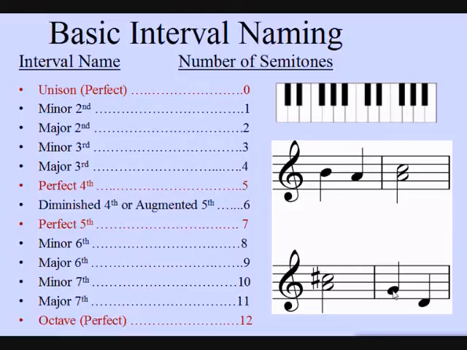Let's count it. We have a G and a D. So we go from G. Remember that keyboard counts start with 0. 0, 1, 2, 3, 4, 5. Therefore, this is a perfect 4.